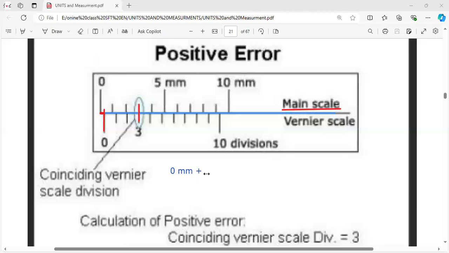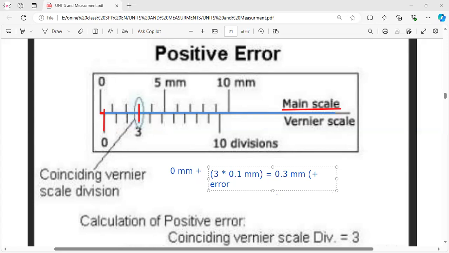Then I would say plus 3 parts multiplied by the least count of the vernier caliper. The least count of the vernier caliper, in this case, is actually 0.1 millimeter. I'll show you how to find out the least count of a vernier caliper. We have to do some questions regarding that one as well. But in this case, you can see the final answer is going to be how much? 0.3 millimeters, right? So this is the positive error. This is going to be a positive error.